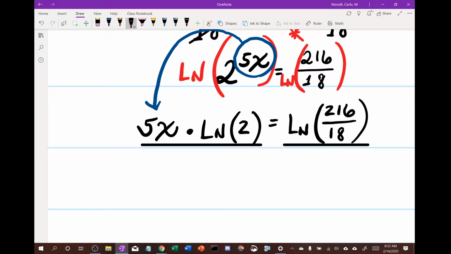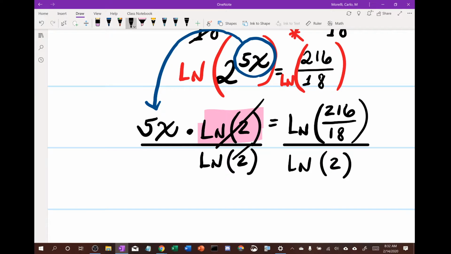So my next obstacle to overcome is I want to get rid of the ln of 2, and then I'm going to get rid of the 5. But first, I got to get rid of the ln of 2. How can I get rid of it? Divide. Very good, Allie. So I'm going to divide both sides by the ln of 2. And I'm not even going to evaluate it as a number. I don't care.